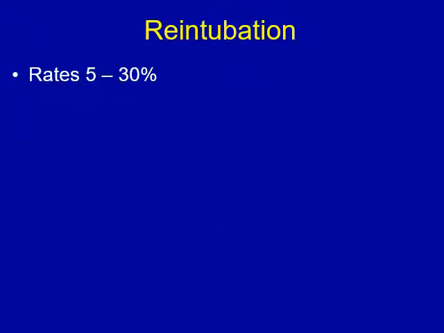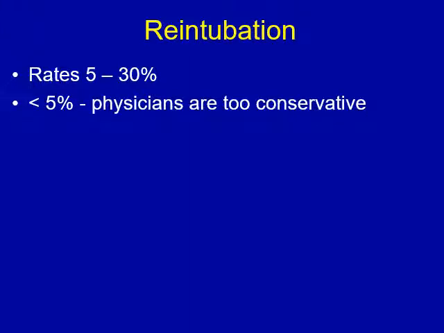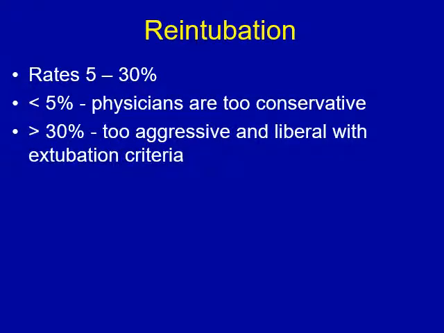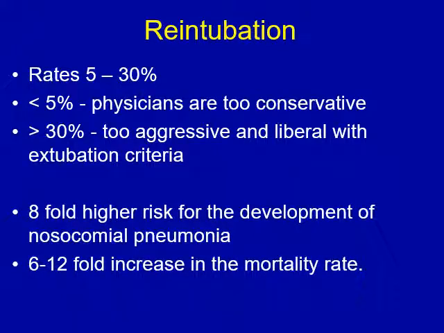And now this reintubation. Usually the reintubation rates are around 5 to 30%. Whenever the rate is less than 5%, it indicates physicians are too conservative and they are very strictly adhering to the spontaneous breathing trial criteria, and they are not taking much risk to extubate the patient. And reintubation rates more than 30% indicate that physicians are too aggressive and very liberal with relation to extubation criteria. And with reintubation, there is an 8-fold increase in incidence of nosocomial pneumonia, and also a 6 to 12-fold increase in the mortality rate.